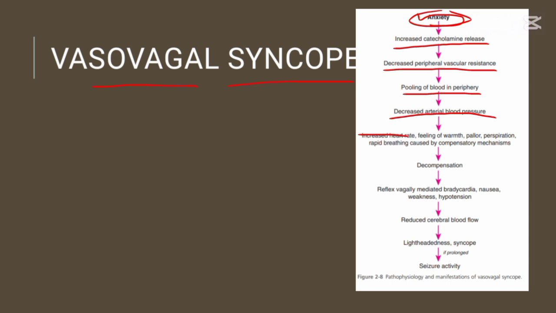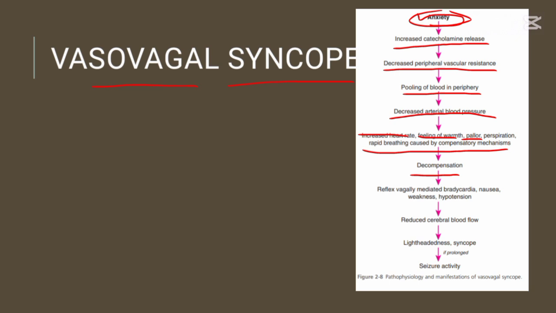We know that during sympathetic activation your heart rate increases. There is a feeling of warmth because all the blood is moved into the extremities. The patient is pale. Then perspiration and rapid breathing, which is caused by a compensatory mechanism. Your compensatory mechanism is activated at that point. Now there is a decompensation. Basically, what happens now?